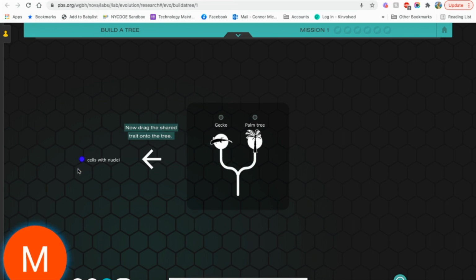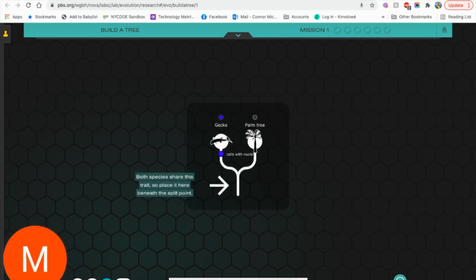And then what we're going to do is the shared traits are usually on the left. So we're going to click our shared trait, and you'll notice you can put it in 3 different spots. Here, here, or here. So we have to decide which of these has cells with a nucleus. If I just think it's the gecko and I put it here, what happens is it runs up, and you'll notice that this turns the color of the shared trait. Now, because this one didn't turn colors, that means it's not correct.